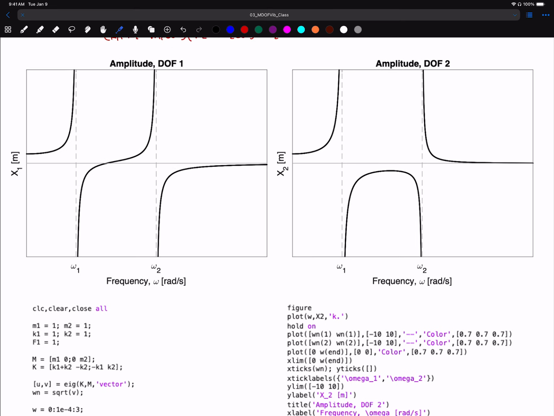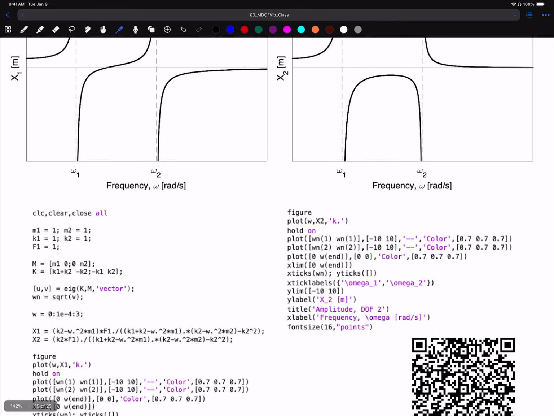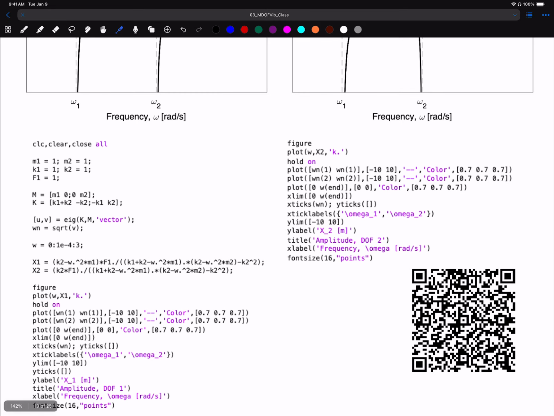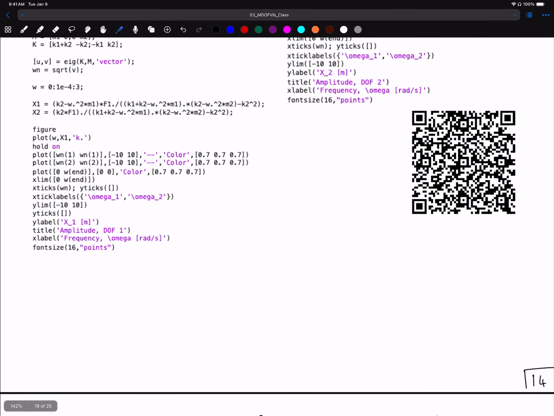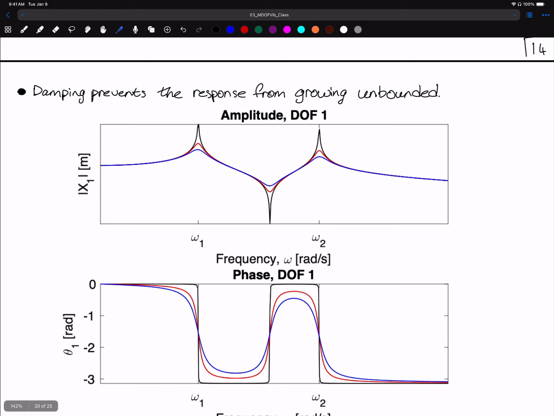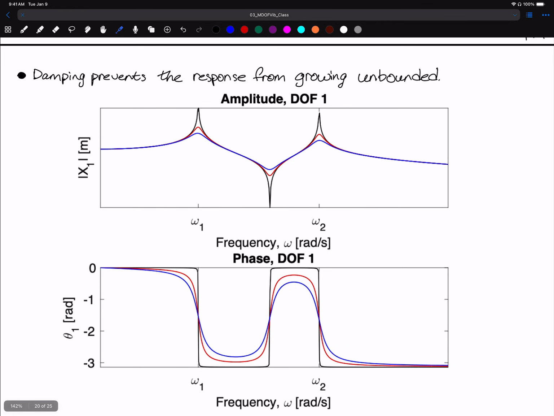Okay, so the MATLAB code is given here, and if you want it, you can download it using the QR code. We're now going to take a look at what damping does. I'm not going to provide the code for this here because I've used system state space matrices, and we'll deal with that later in the class. But I just want to show you what happens with damping.